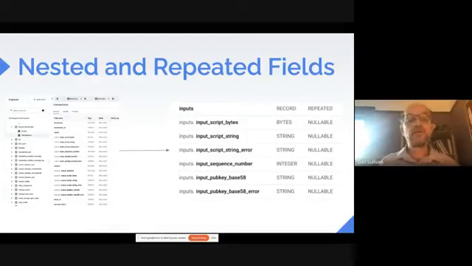So inputs to this Bitcoin transaction have things like script bytes and script string and a number of other things. I'm not familiar enough with Bitcoin transactions to really understand what these things are, but I can tell that, from a relational data modeling perspective, this screams, oh, I need to create a separate table and use a foreign key from transaction to this other table where I will have transaction inputs, and each of these will be its own row. But with BigQuery, we don't need to do that.